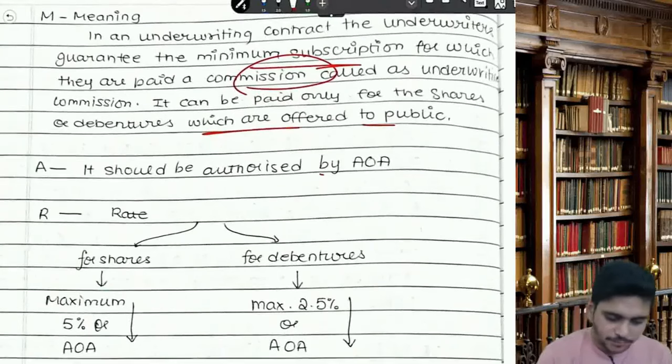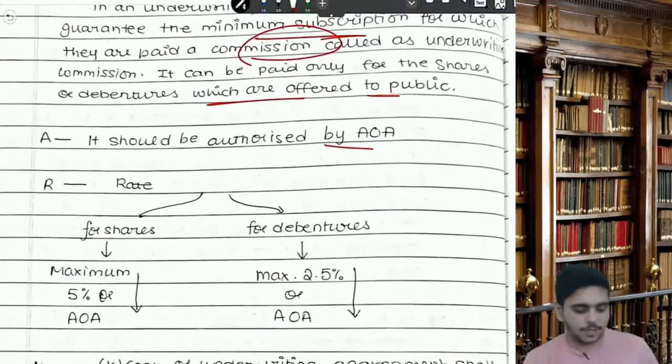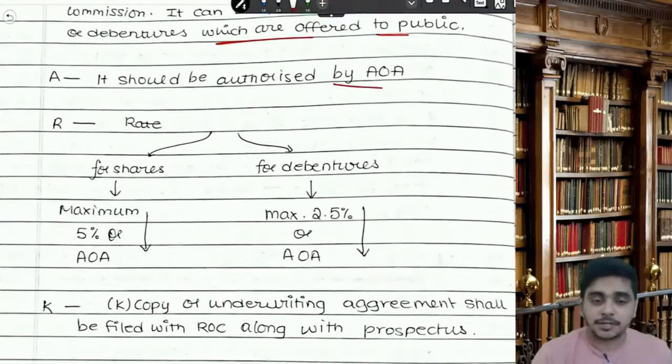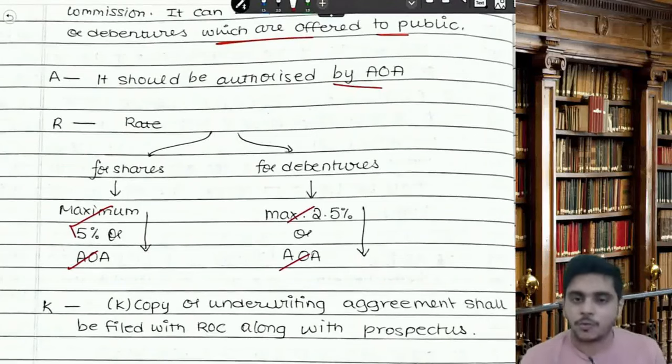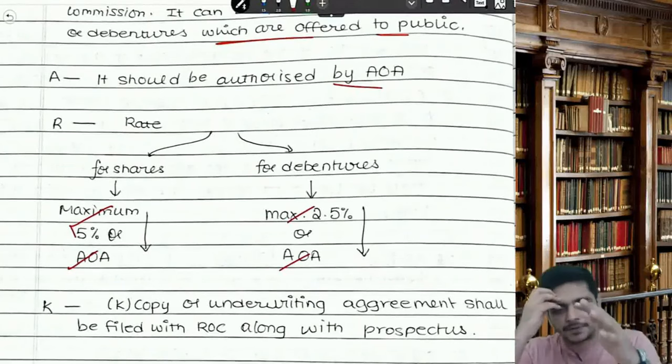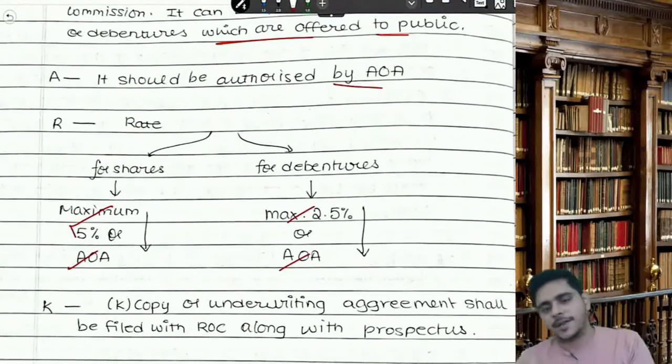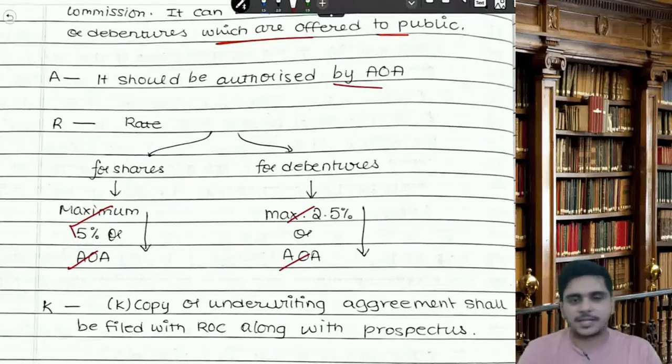Point A: it should be authorized by the articles. Point B: in case of shares, the maximum rate is 5% or the rate prescribed in the articles, whichever is less. For debentures, it is 2.5% or the rate in the articles, whichever is less.